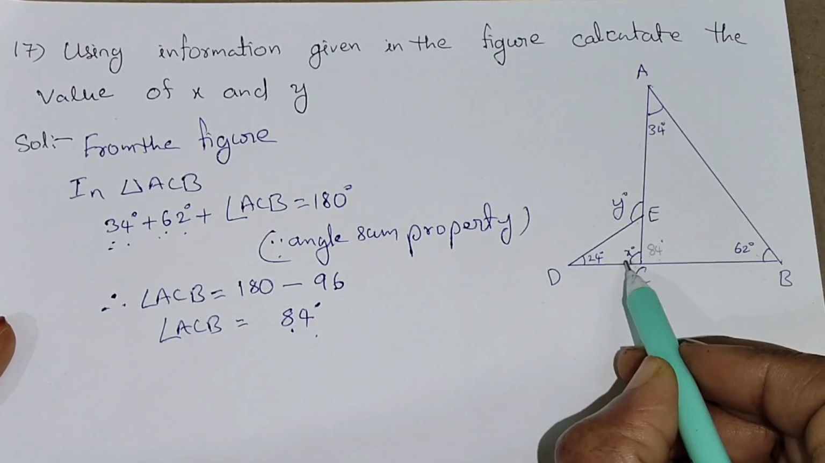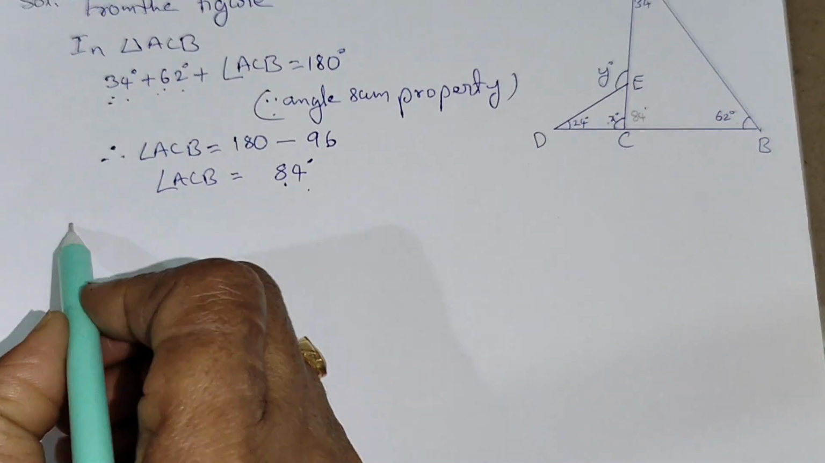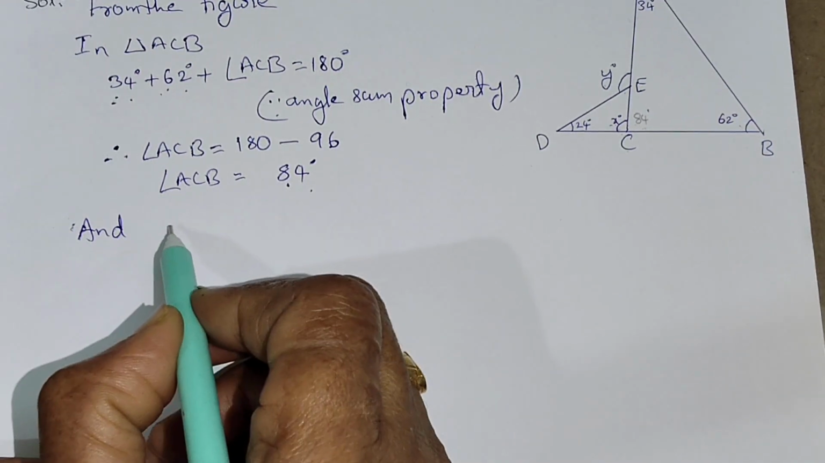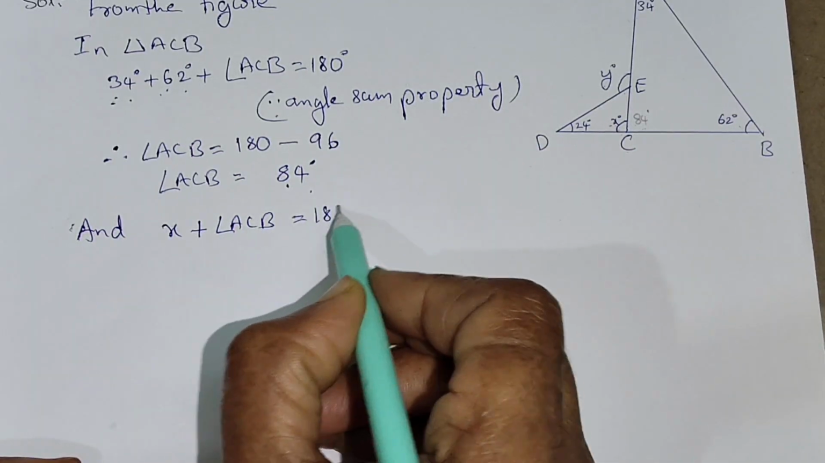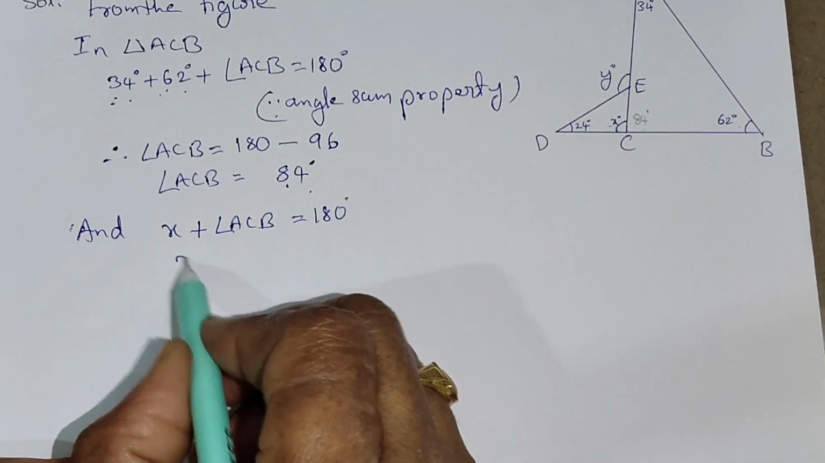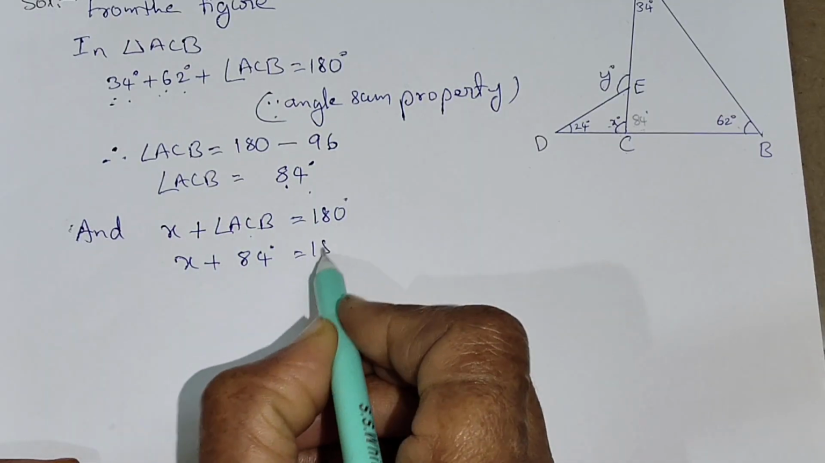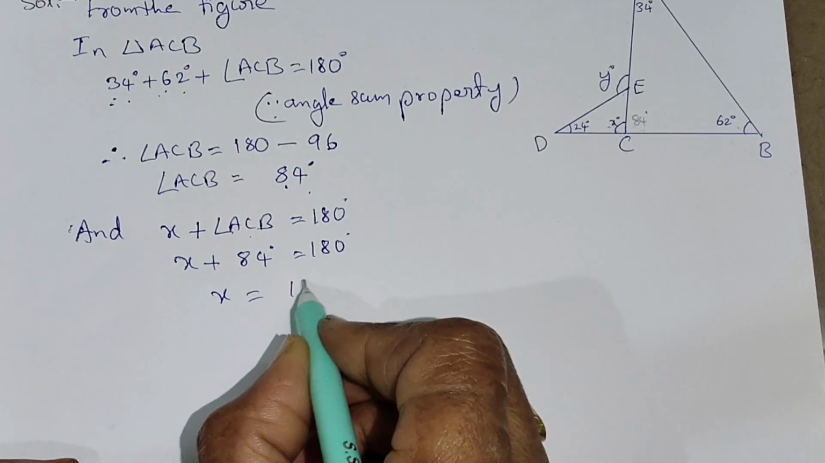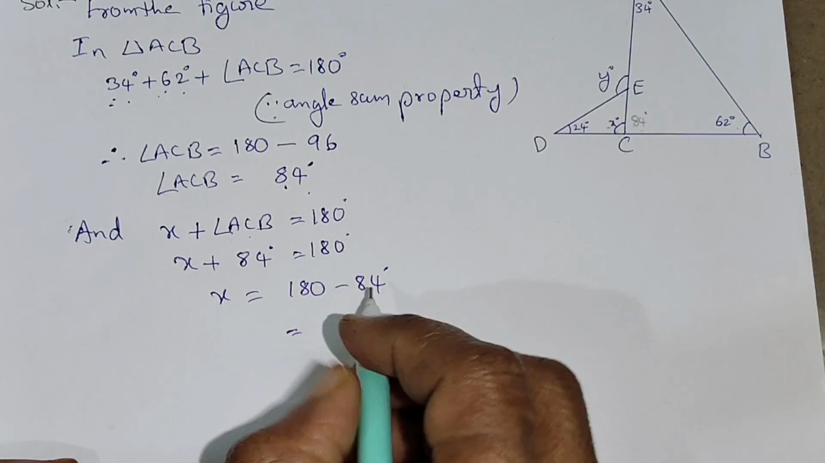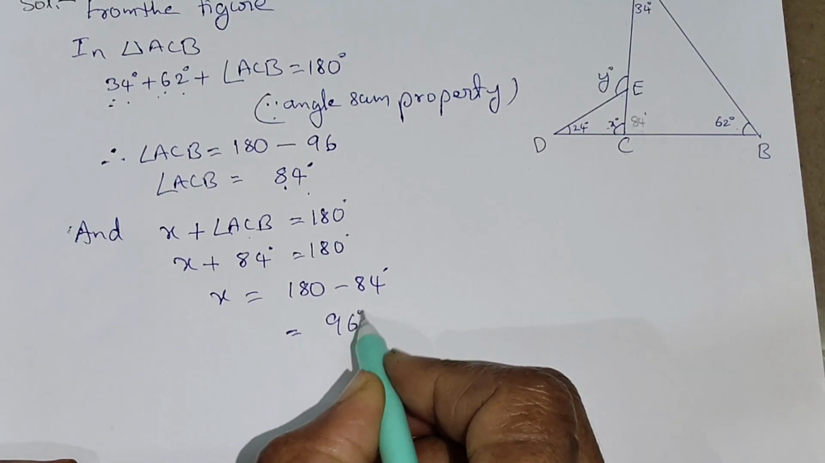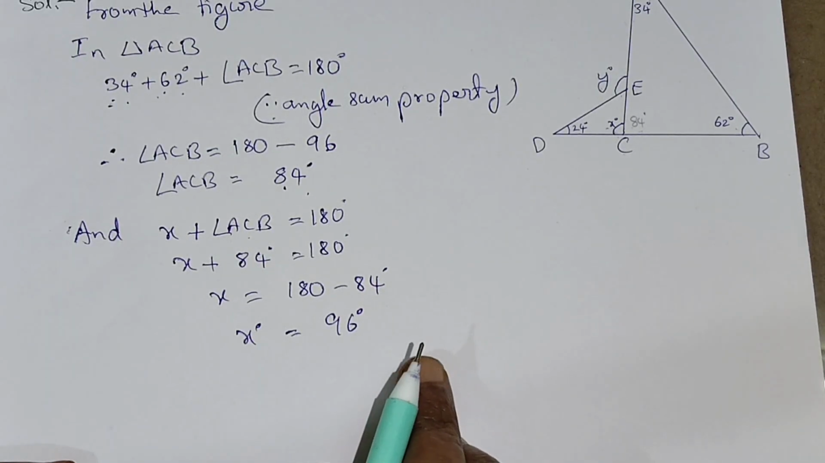Now these two are a linear pair. So angle x degrees plus angle ACB equals 180 degrees. Here ACB is 84 degrees. So x equals 180 minus 84. x equals 96 degrees. So this is the x value.